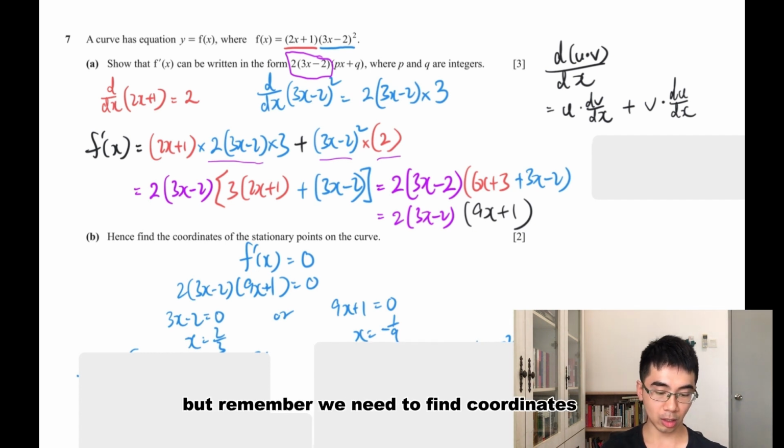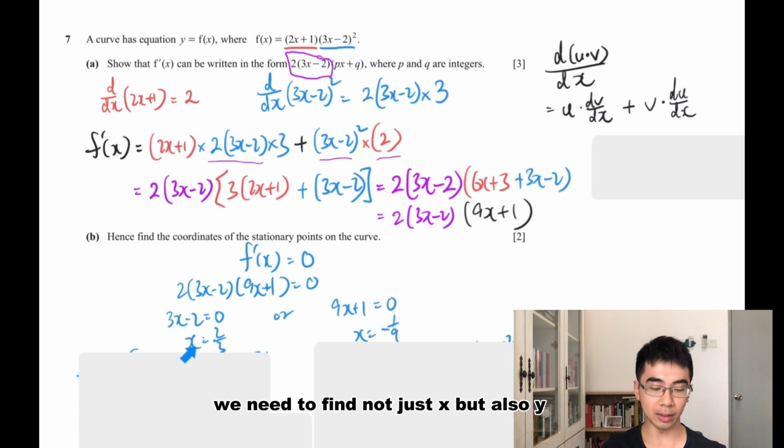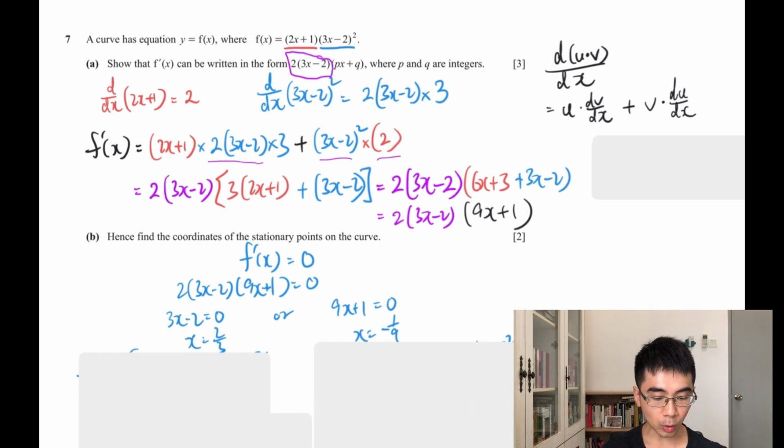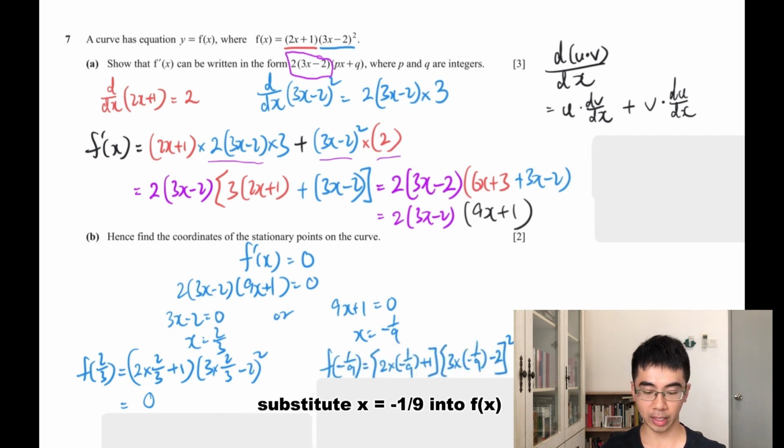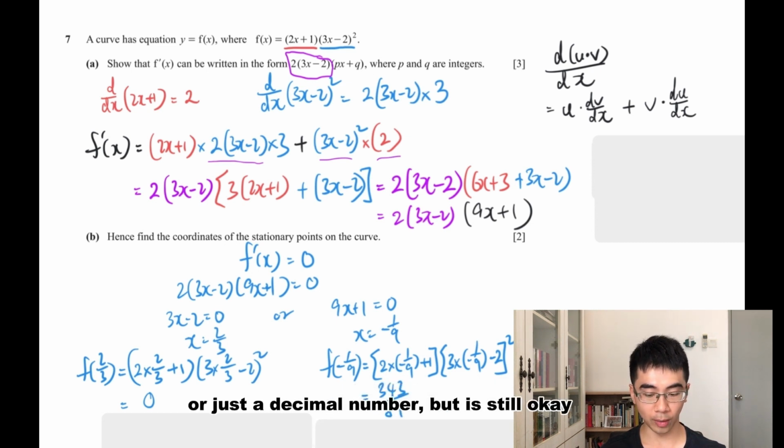But remember, this time we need to find the coordinates. So we need to also find not just x, but also y. And here we need to substitute these two x values into f of x again. Remember, not f prime of x, but f of x to find the original point. So here, for the first one, if we substitute 2 over 3 into x, it will give you just 0. You just use your calculator to do this. And then how about the next one? If you substitute negative 1 over 9 into the f of x, it will give you 343 divided by 81, or just some decimal numbers is still okay.